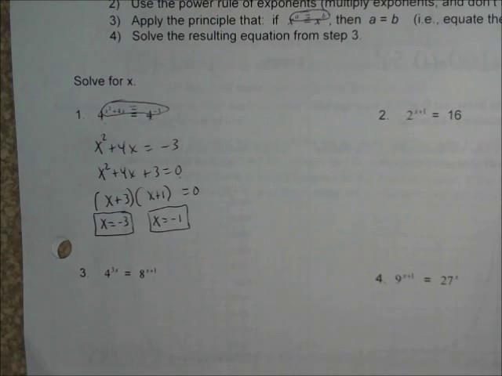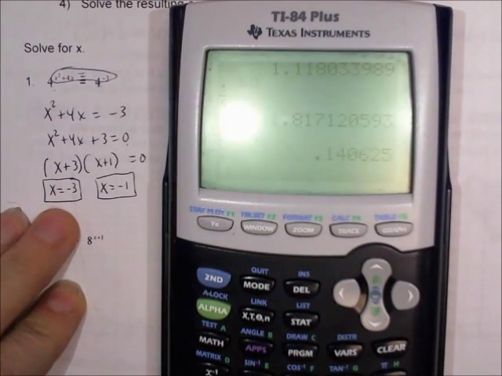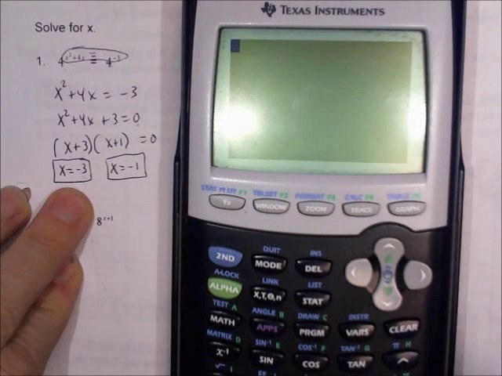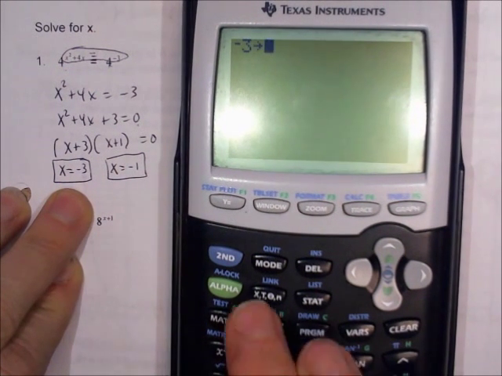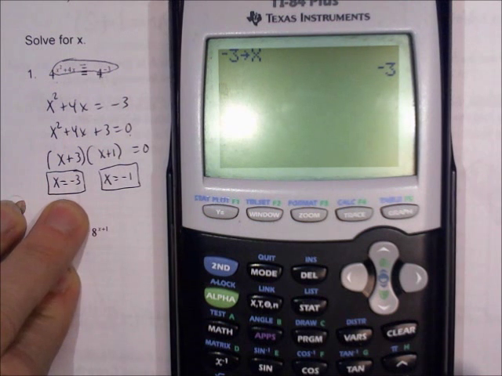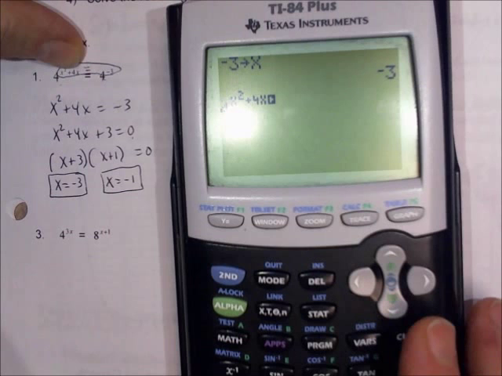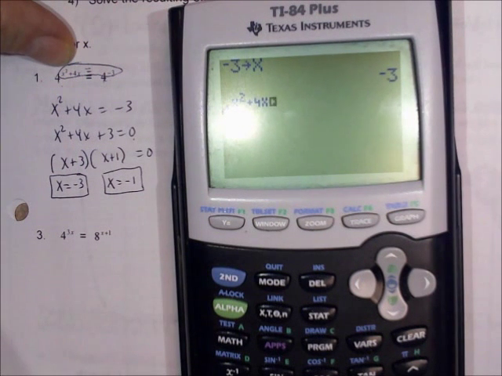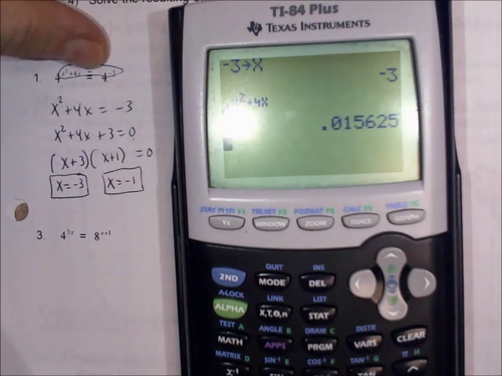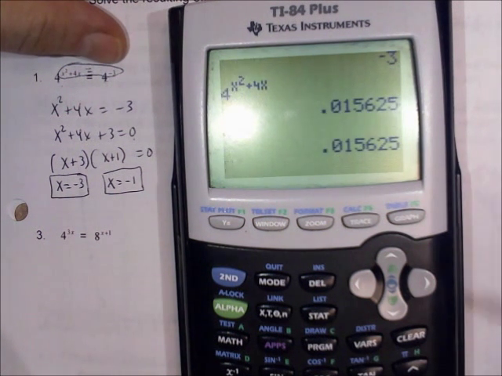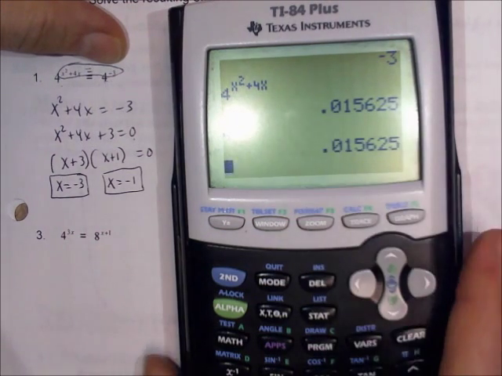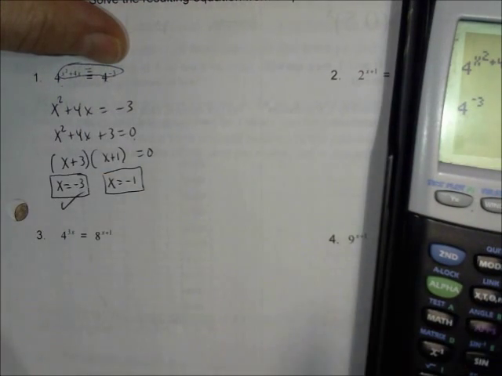And now I'm going to quickly check my answers. I'm going to take my calculator out to make things go quickly, and I'm going to store -3 into x. So my calculator thinks x is -3. And let me take 4 to the power of x squared plus 4x, just like the given example, and see what that's equal to. And now let me take 4 to the power of negative 3, which is the right-hand side of the equal sign. And they're both equal to each other, so that's my check for x equals negative 3.